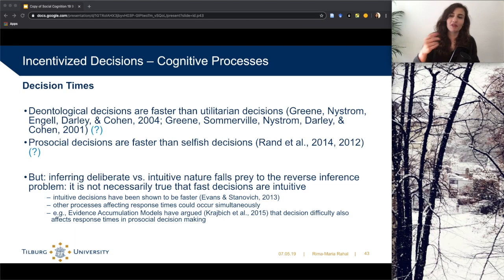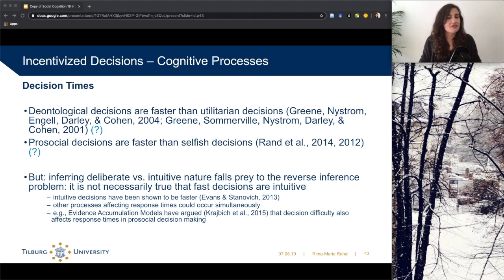But it's actually problematic to infer whether a decision is deliberate or intuitive from decision times, because of what's called the reverse inference problem. It is not necessarily true that fast decisions are intuitive. It might be. There is some evidence that intuitive decisions are faster, but at the same time, we have the problem that other processes affecting response times could occur simultaneously. So for instance, it might not be only deliberateness, it might also be decision difficulty that acts on response time. Whether or not I'm fast at responding to a problem doesn't necessarily have to do only with whether it's my innate choice to make, but it might also have to do with the problem being particularly easy, so that it's easy for me to make a decision on it. So decision times are interesting, but we have to be careful with what we try to infer from them.